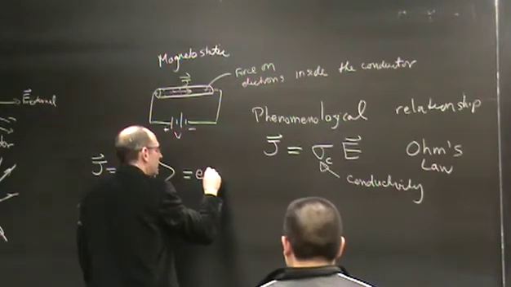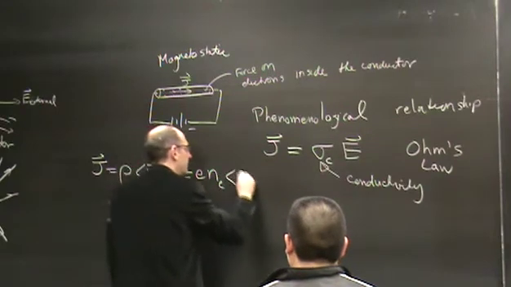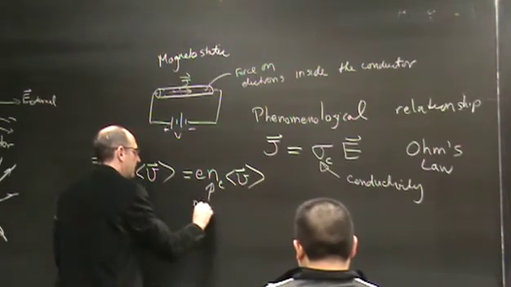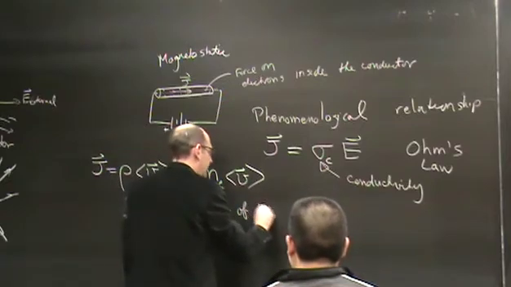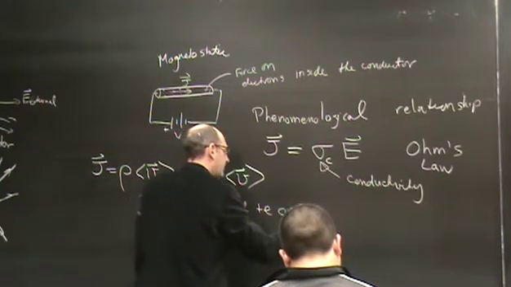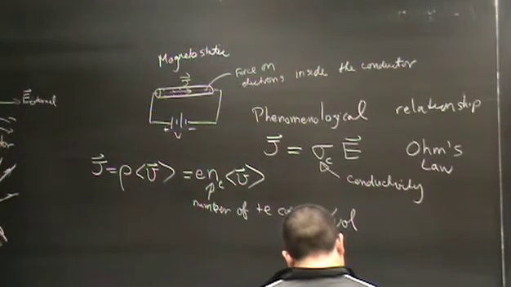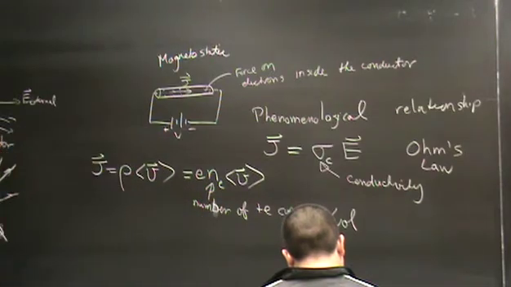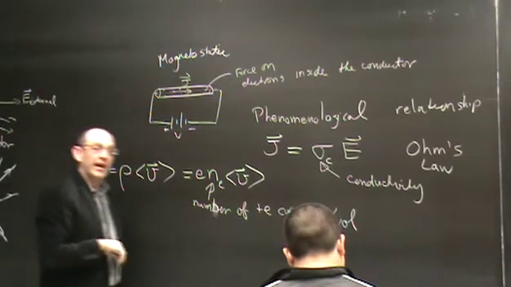times the number density of these carriers. So this is the number of plus e carriers per unit volume. All right, so we have something a little bit weird in this equation here.